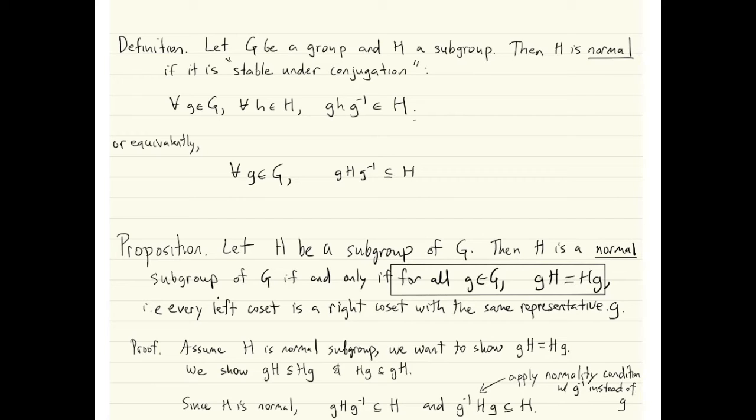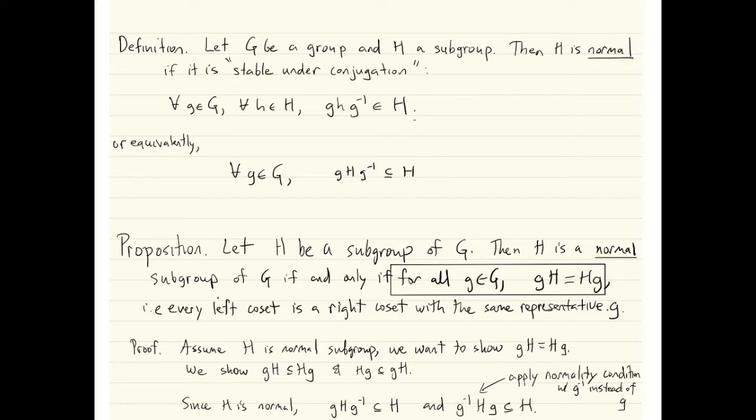In this video, we give an alternative characterization or definition of normal subgroups. So the definition I gave last time is: let G be a group and H a subgroup. Then H is normal if it is, in words, stable under conjugation. What that means is that for every element g of the group and every element h of the subgroup, when you take the conjugation g h g inverse, you land back inside the subgroup.